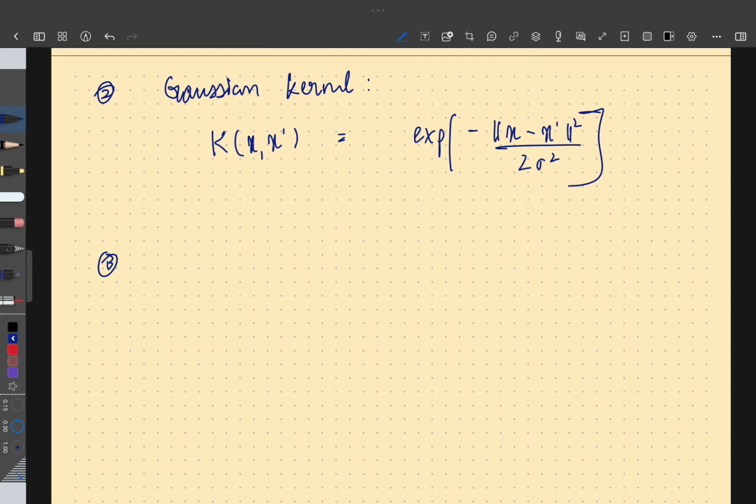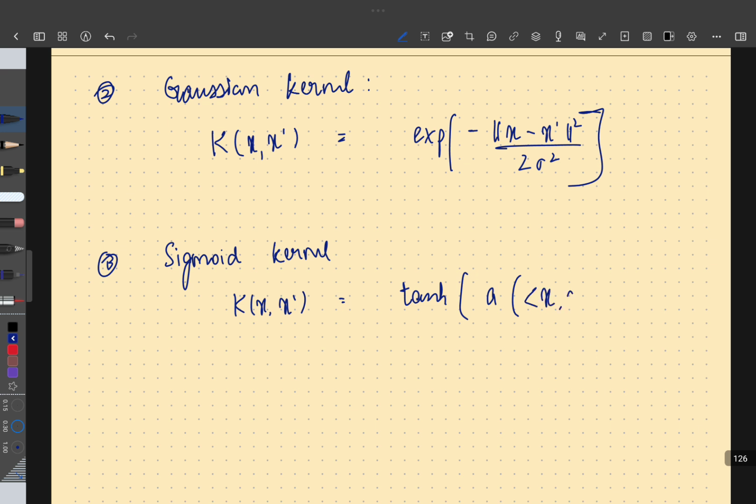The other commonly used kernel is a sigmoid kernel. So k of x, x prime is tanh of a times the inner product between x and x prime, plus b, for some a greater than 0 and b greater than or equal to 0.